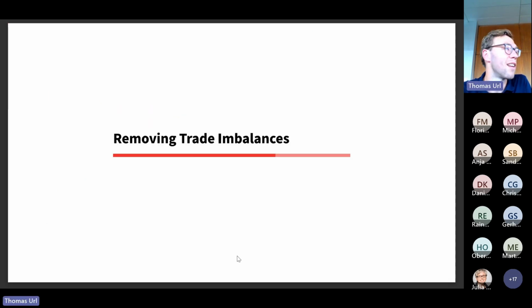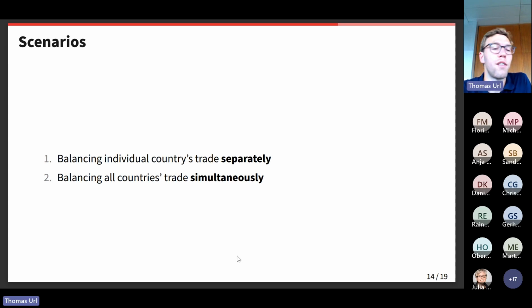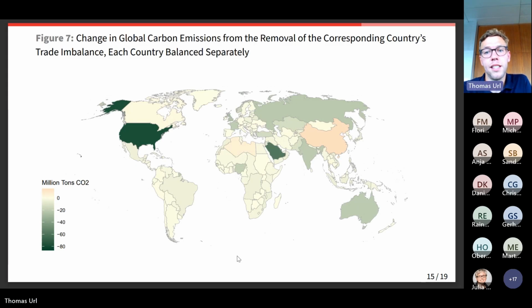So now finally some results. What happens when we remove the imbalances? We do two lines of experiments. First, we remove each country's imbalance separately, one after another. So we have 141 countries, we have 141 scenarios. And the second one is what happens when we remove them simultaneously. So this is the first scenario, the 141 scenarios in one graph, and you see what happens.